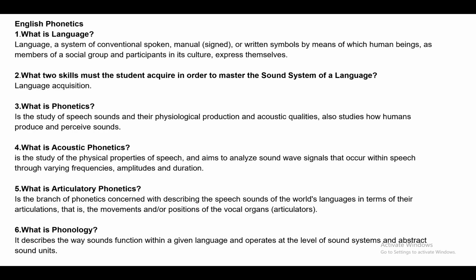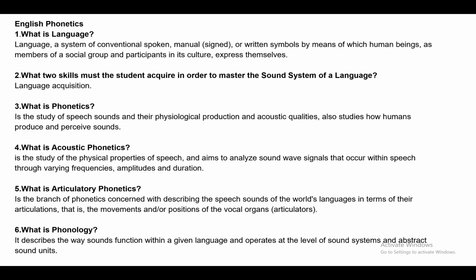What is phonetics? It's the study of speech sounds and their physiological production and acoustic qualities. It also studies how humans produce and perceive sounds. Four, what is acoustic phonetics? It is the study of the physical properties of speech and aims to analyze sound wave signals that occur within a speech through varying frequencies, amplitude, and duration.